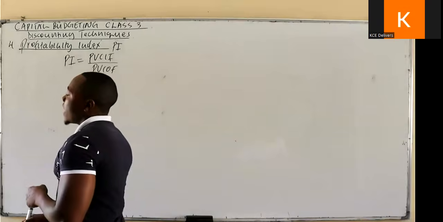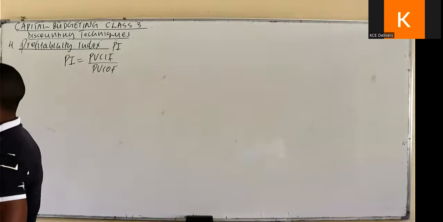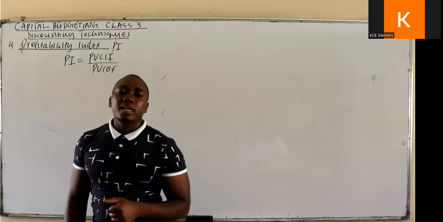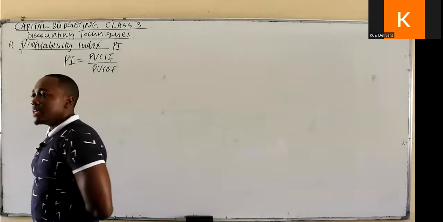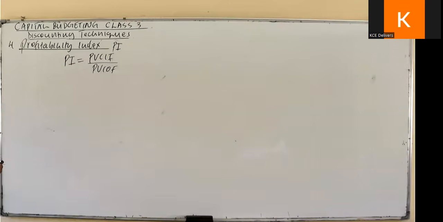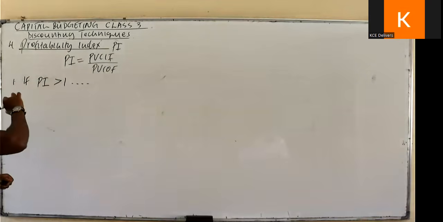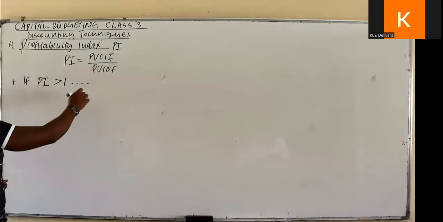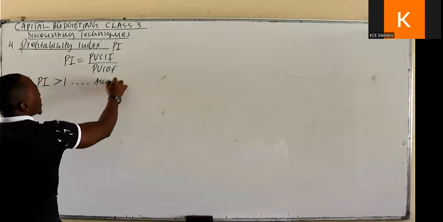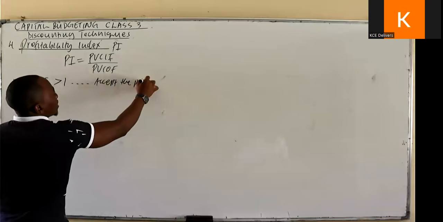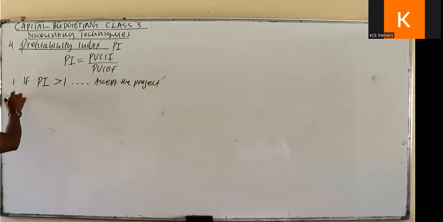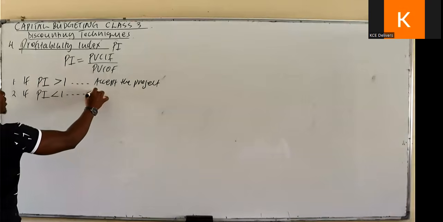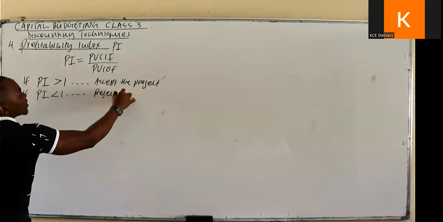Decision criteria is as follows. Number one, if the profitability index is greater than 1, you accept the project. Number two, if the profitability index is less than 1, you reject the project.